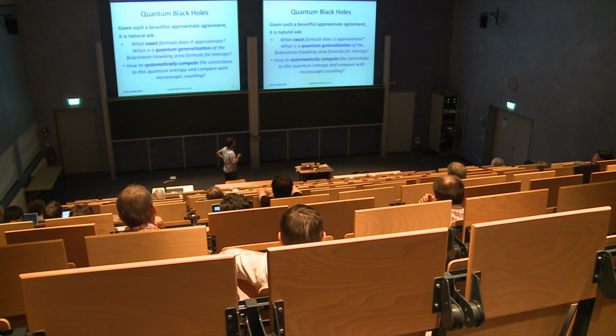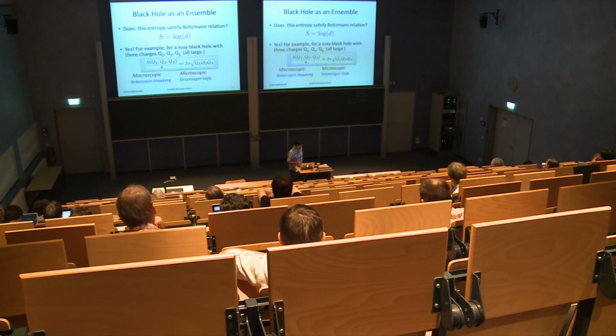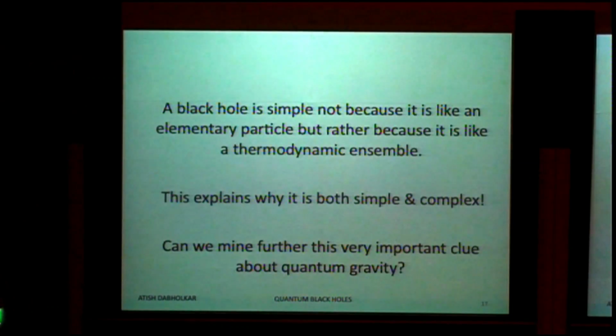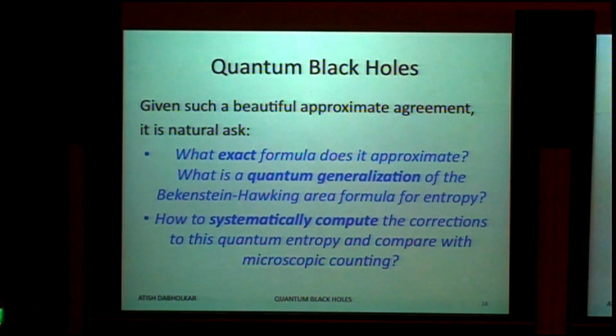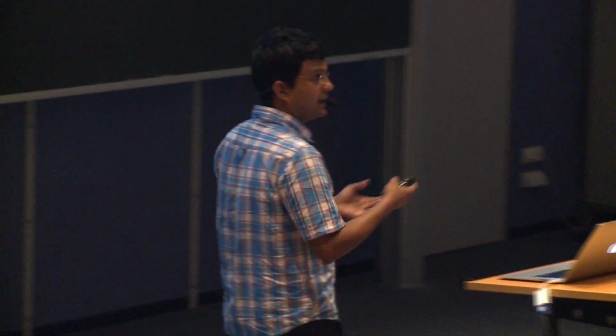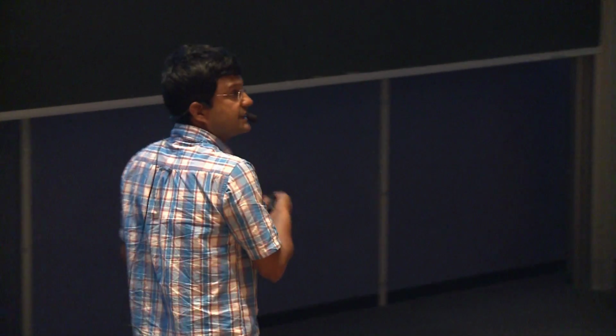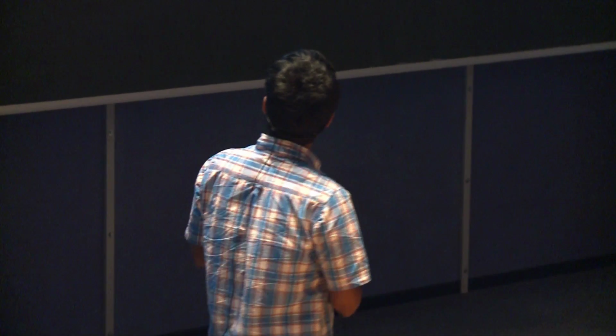So now, therefore, I come to quantum black holes. Given such a beautiful but approximate agreement, approximate because we are considering large charges here, it is natural to ask in physics, whenever you get some formula, first of all, can you calculate corrections to it systematically? Are the corrections small? And what is the exact formula to which it is an approximation?